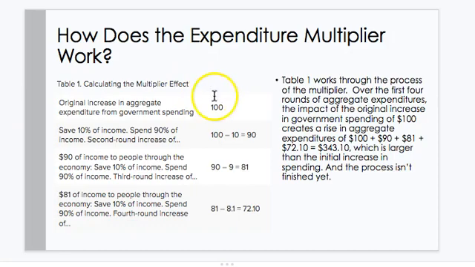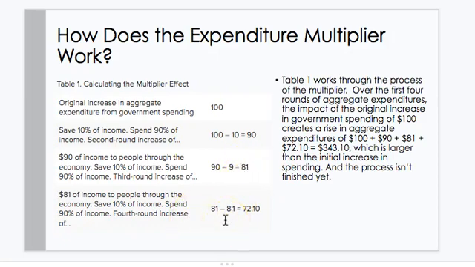So if we take this example, the original increase in aggregate expenditure from government spending is 100. If people save 10% of their income, that means their MPC, their marginal propensity to consume, is 90% of income. So they will spend that 90%. So 100 minus the $10, the 10% of the 100 that they save, they spend $90. That $90 becomes income to people through the economy, then they save another 10% of that. They spend 90% of it, so the third round is going to be 90 minus the $9 that they save. That was 10% of the 90. We get 81, and we can keep going through this.